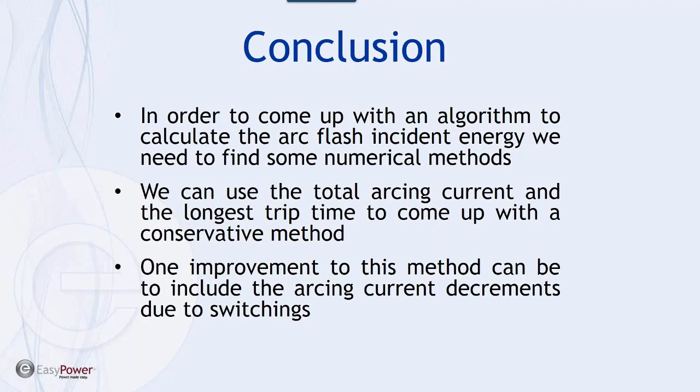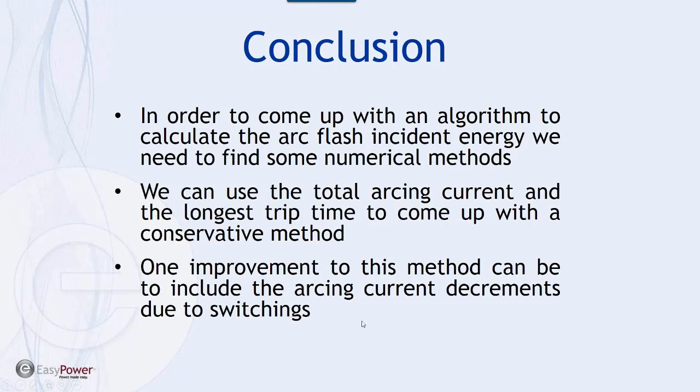give us much higher values for the incident energy when we assume that the arc current on the bus remains the same, and also we use the longest trip time as the duration of the fault on that bus. We went over the reasons why it's not a very realistic method, because by the time the last trip device trips, there are other trip devices that have already tripped and the current on that bus doesn't remain the same. So one improvement to this method can be to include the arcing current decrements due to switching.